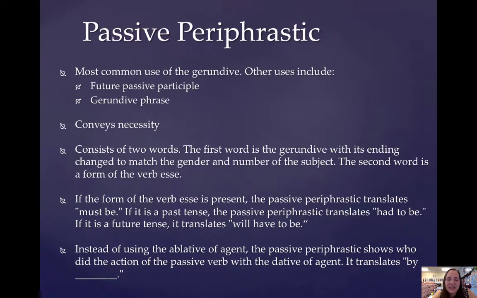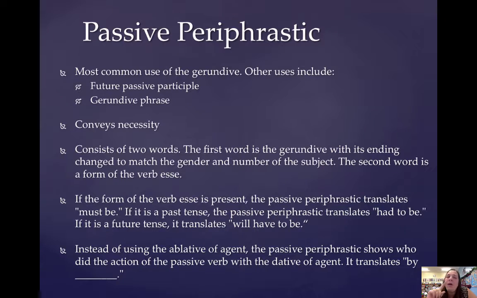So if you have a passive periphrastic with a present tense use of the form of the verb to be, it's going to translate must be. That's the other thing. Remember that it's called the passive periphrastic, so it's always going to be passive. Something must be done. There is a way to translate it actively, but it's not actually active. It's just that we're kind of changing it around in English to make it sound better, but we'll talk more about that in a second. If the form of the verb to be is in the past tense, the passive periphrastic translates something had to be done. And if it's in the future, it translates something will have to be done.